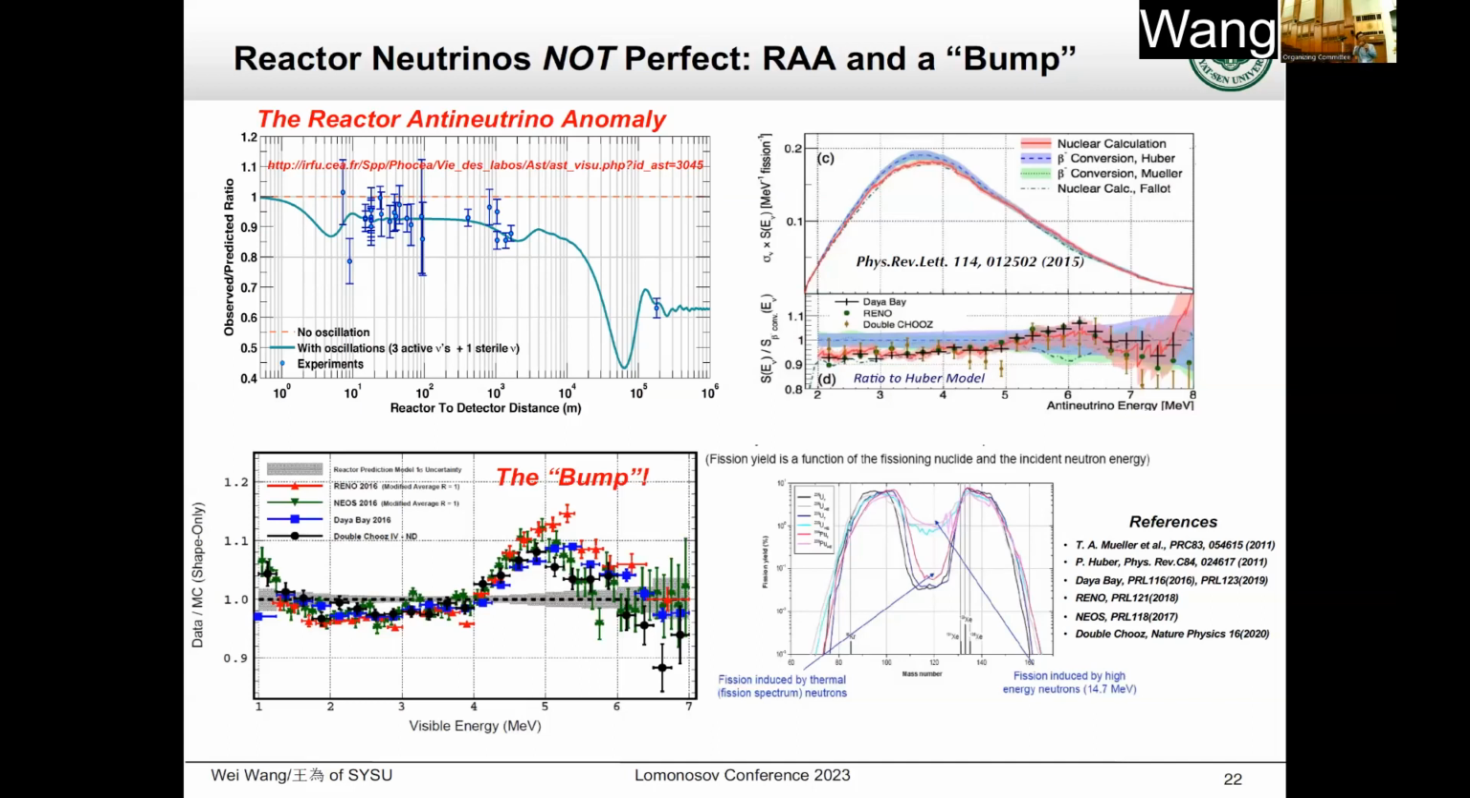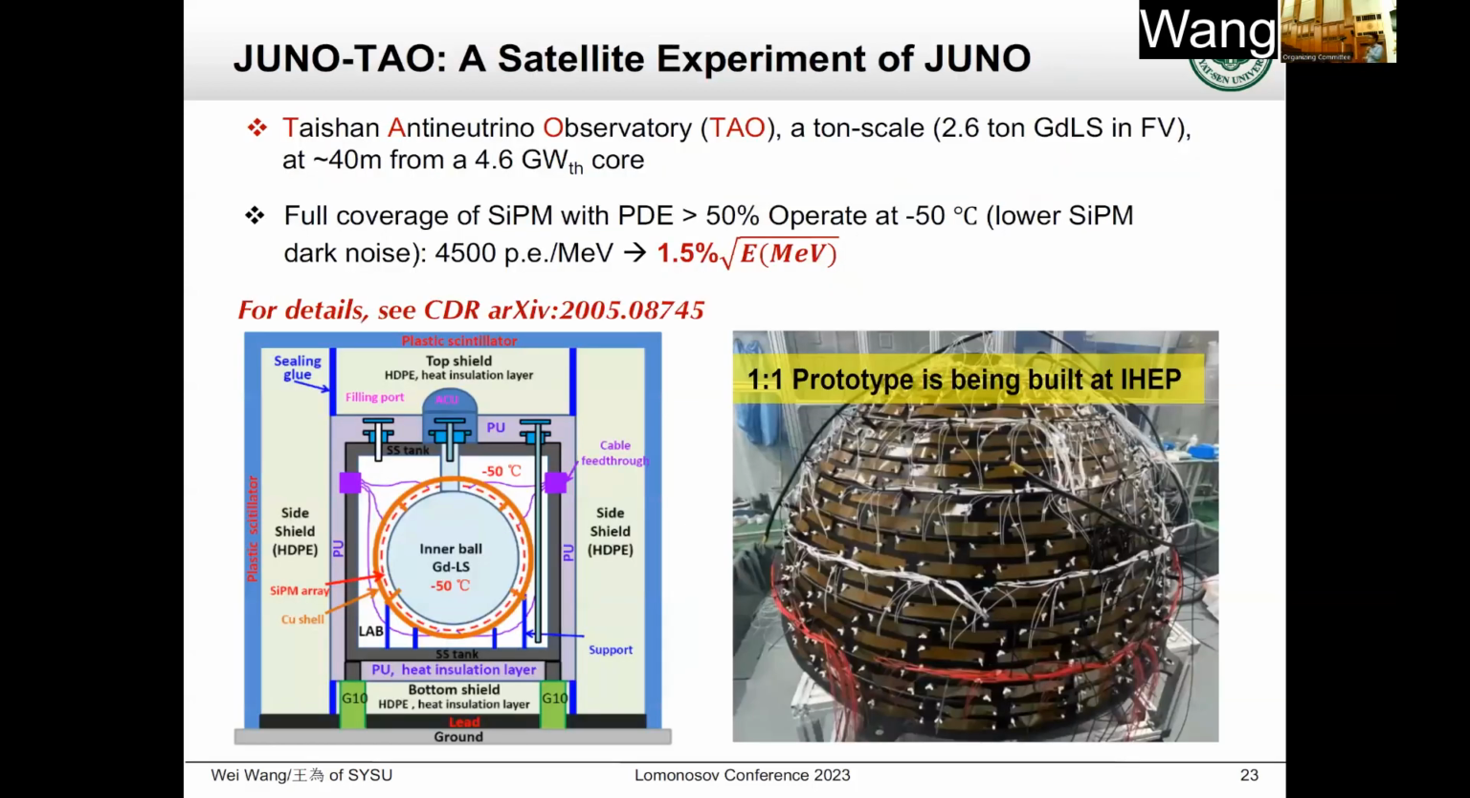In order to resolve those two anomalies, we also designed this JUNO-TAO satellite detector, or satellite experiment, as I mentioned earlier. It is about 40 meters away from the world's first European pressurized water reactor. The goal is to reach a resolution at the sub-2% level, which is also unprecedented. Based on simulation and the design, our resolution will be 1.5% at 1 MeV.